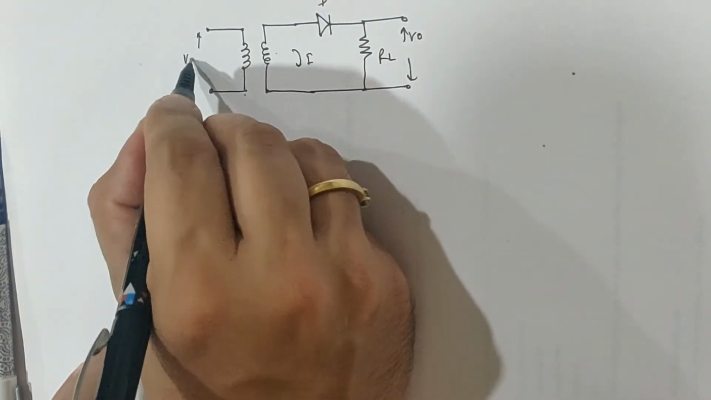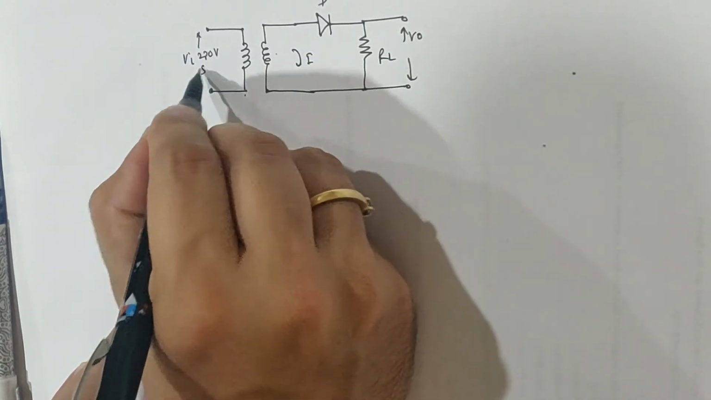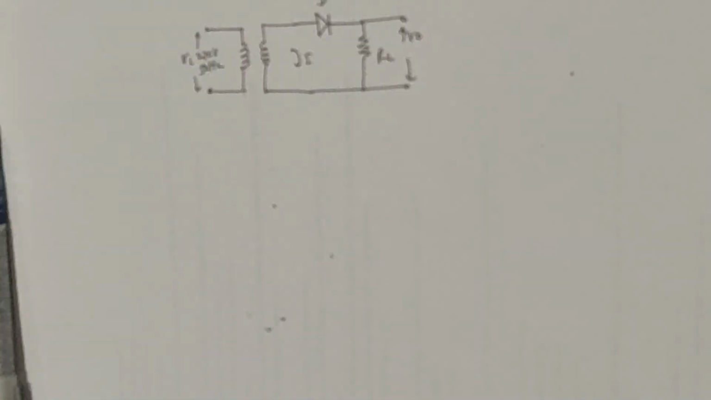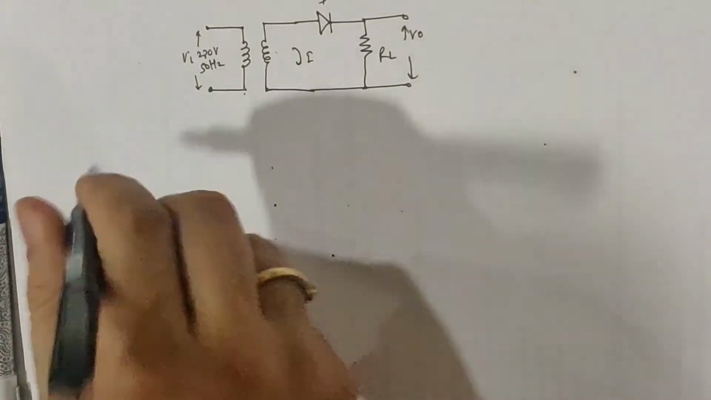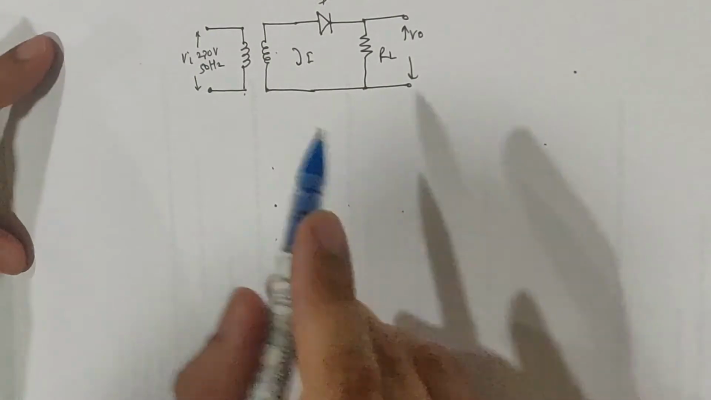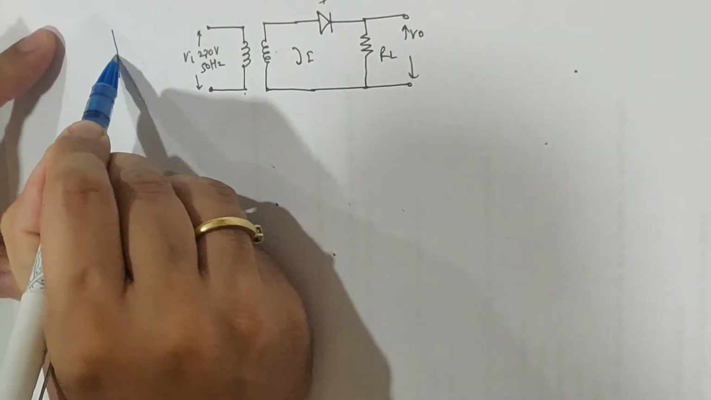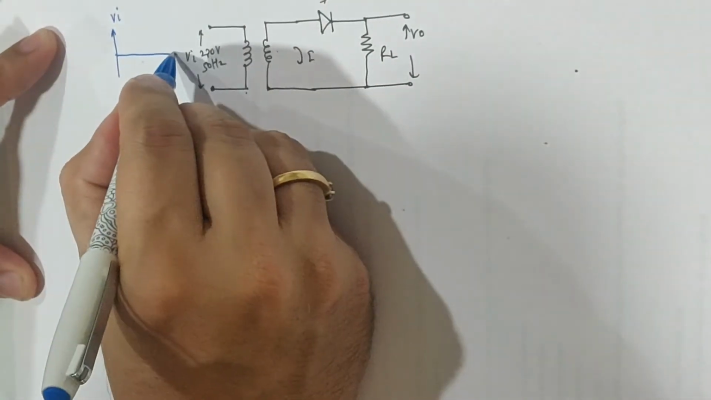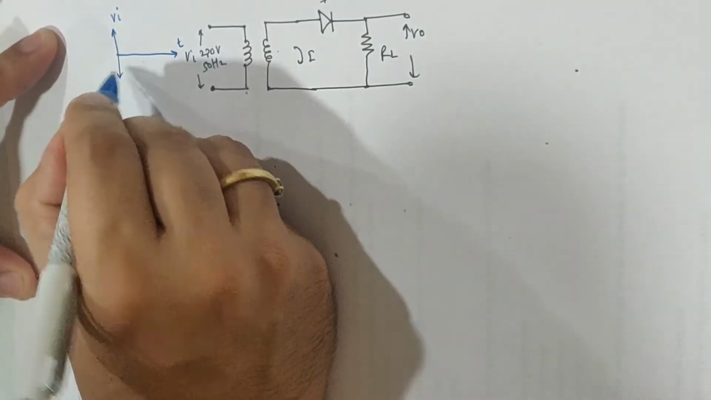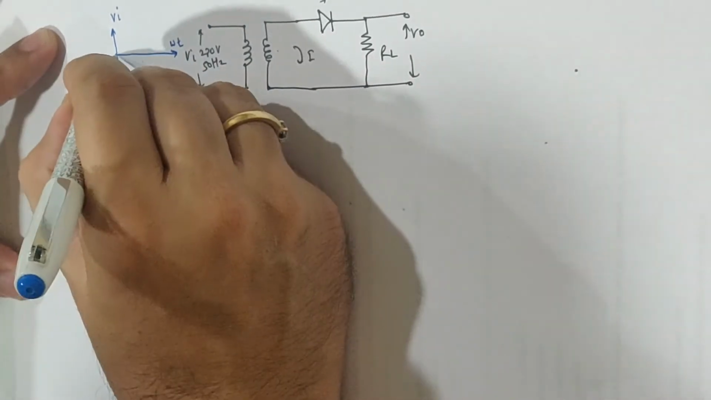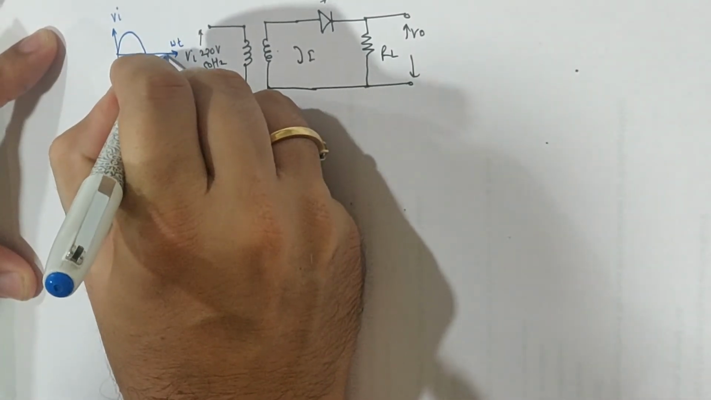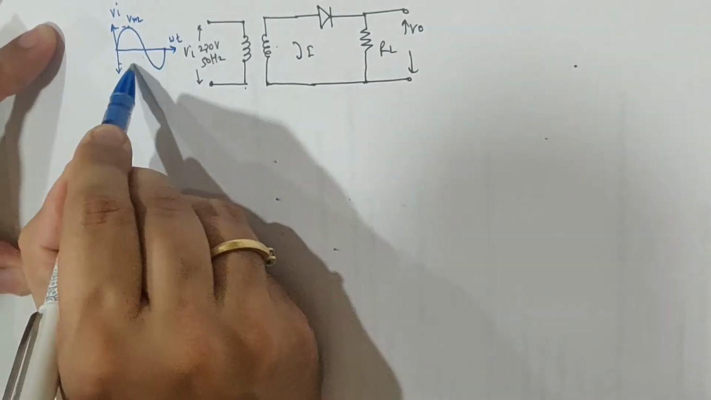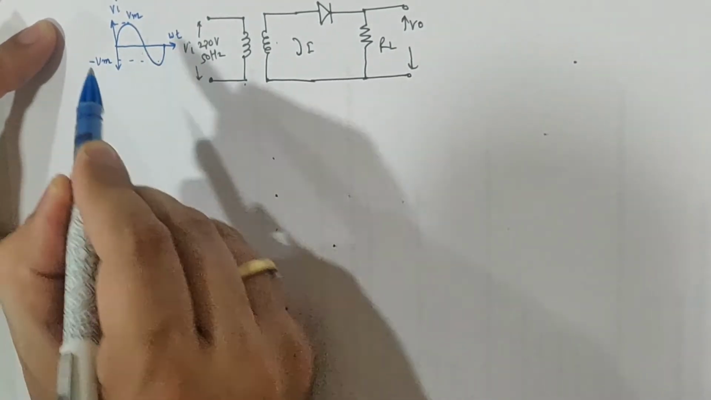This is your input Vi, which is a 230 volts, 50 Hertz AC power supply, and this is your step down transformer. Now to this transformer, what is the AC input applied? The AC input applied is this. Let us draw it. Let us say Vi versus omega t, and then I will draw a full wave with its maximum amplitude Vm, and this to be minus Vm.